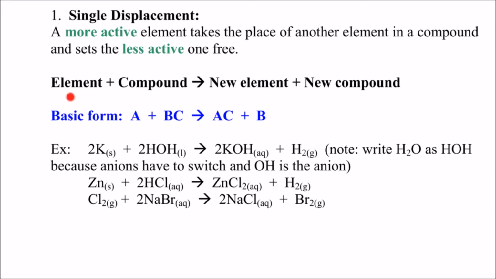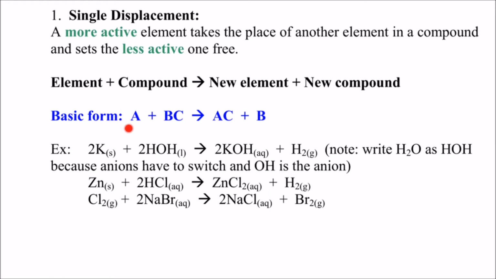You're going to have an element plus a compound. That's a key identifying feature of a single displacement reaction. So if you see just a single element by itself adding to a compound, you know that you're looking at a single displacement reaction. And you're going to create a new element and a new compound. And here's how you do it.